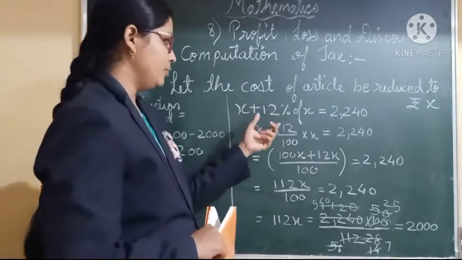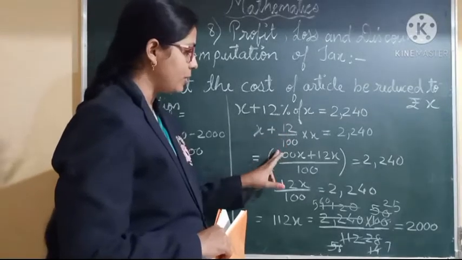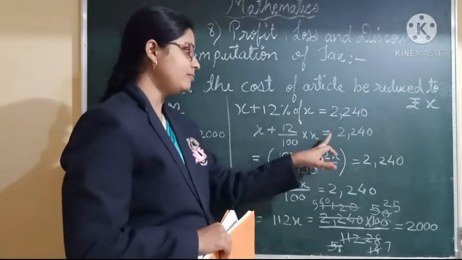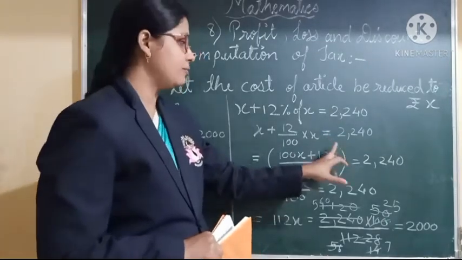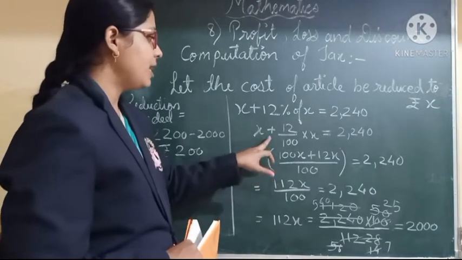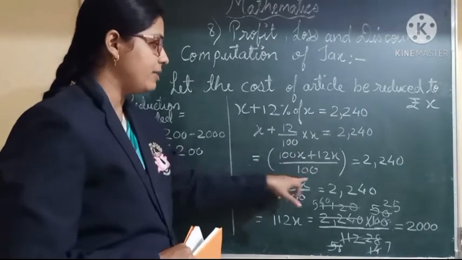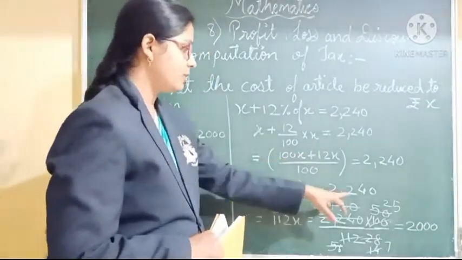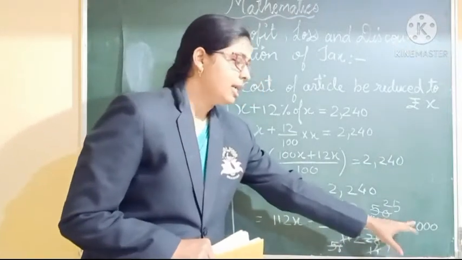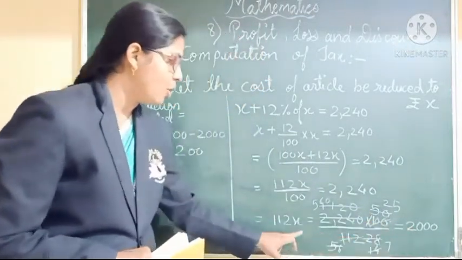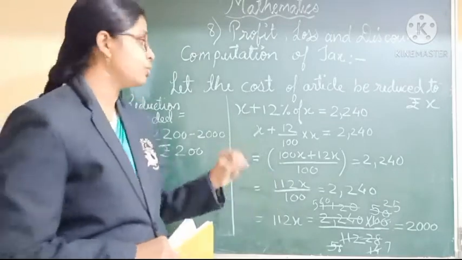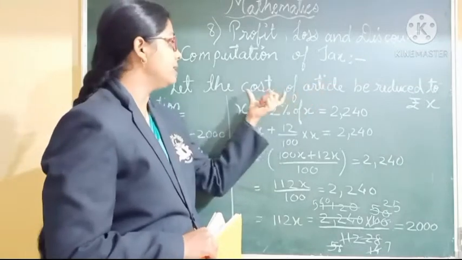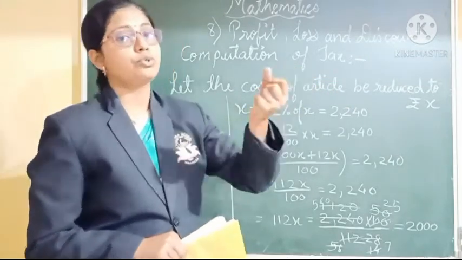Then put the value: X plus 12% means 12 upon 100, multiplied by X. Then whatever the value is, we keep it here. Afterwards we cross multiply, and after doing the calculation, we get the solution as 2000, and this 2000 is the value of X. So X is 2000, but that X is the reduced value to which the price should be reduced.